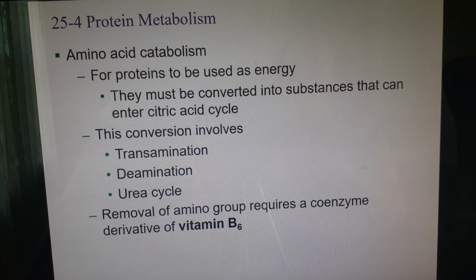So in amino acid catabolism, if we're going to break down the amino acids of proteins, we first have to get them to a form that can enter the citric acid cycle. This conversion involves first a transamination, a deamination, and then we have to deal with the ammonium ion through the urea cycle. In order to remove the amino group, we also must have a coenzyme derivative of vitamin B6.